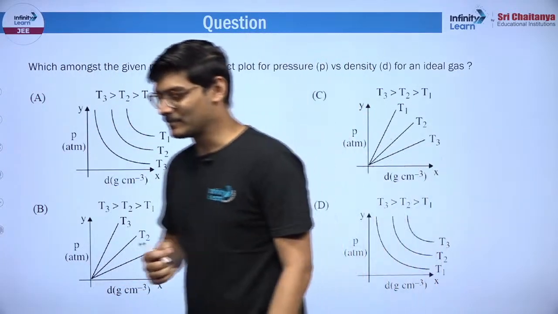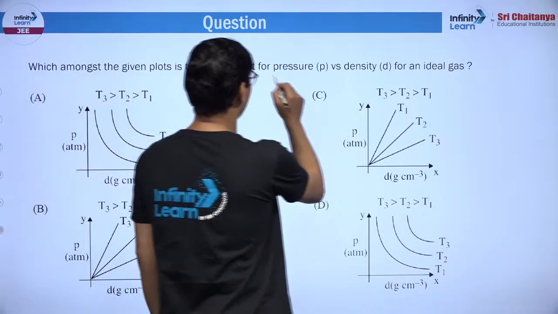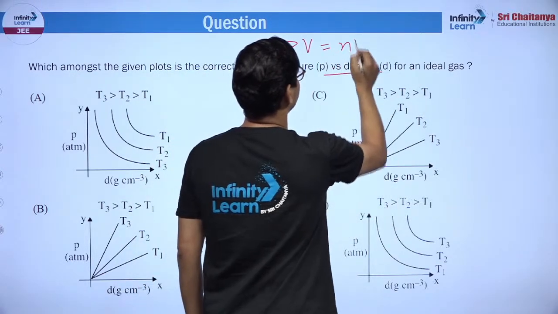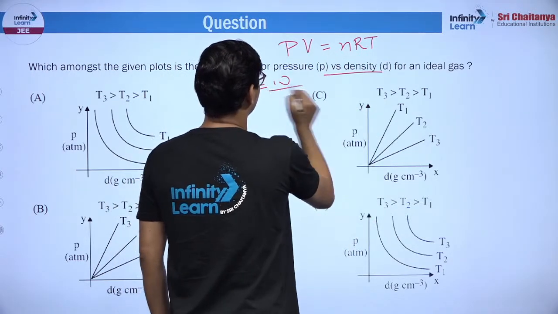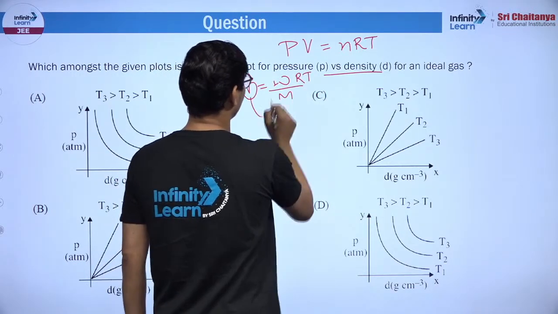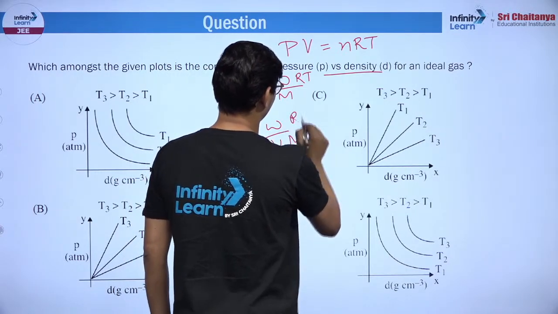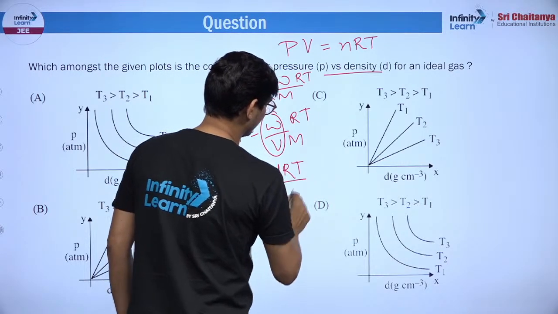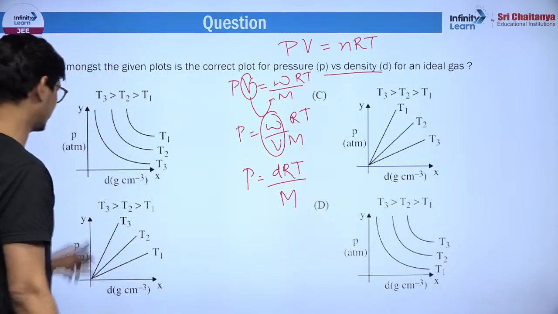30 questions. So the first question was: which among the given plots is the correct plot for pressure versus density? From the ideal gas equation we can derive PV is equal to nRT. Number of moles is mass upon molar mass, and if you take volume in the denominator, mass by volume is density. That means these are pressure versus density graphs.